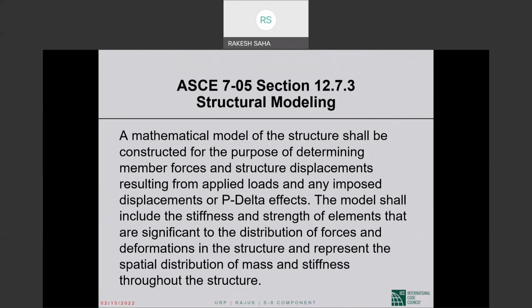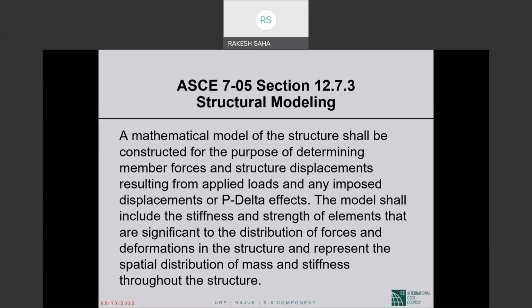Structural modeling, some of this I think I covered on a previous occasion. A mathematical model of the structure shall be constructed for the purpose of determining member forces and structure displacements resulting from applied loads and any imposed displacements or P-delta effects. The model shall include the stiffness and strength of elements that are significant to the distribution of forces and deformations in the structure. So everything that contributes significantly to stiffness shall be modeled.